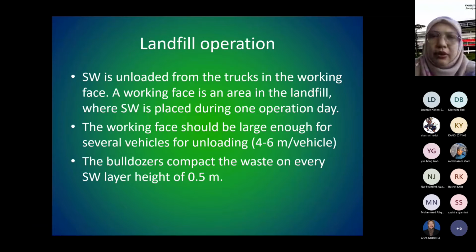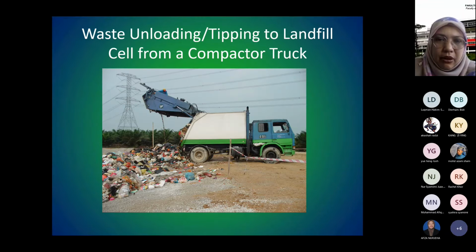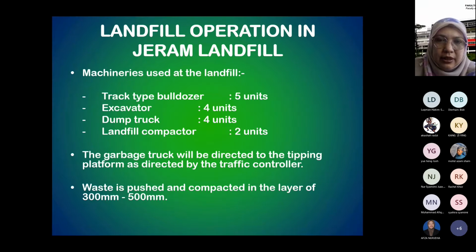Solid waste is unloaded from the truck in the working phase. The working phase is an area in the landfill. It should be large enough for several vehicles to unload, 4 to 6 cubic meters per vehicle's area required. And the bulldozer compacts the waste on every solid waste layer height of 0.5 meters. This is a picture of unloading of waste from the truck.